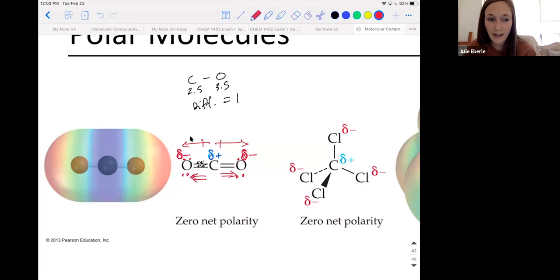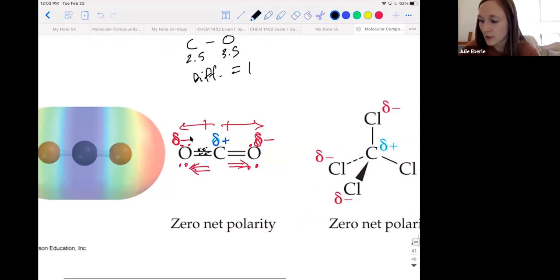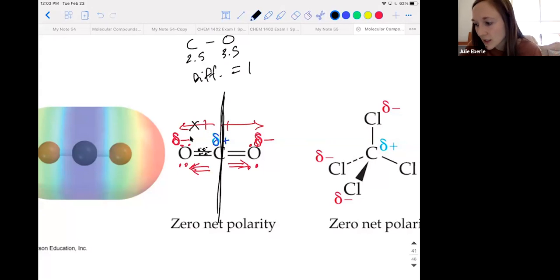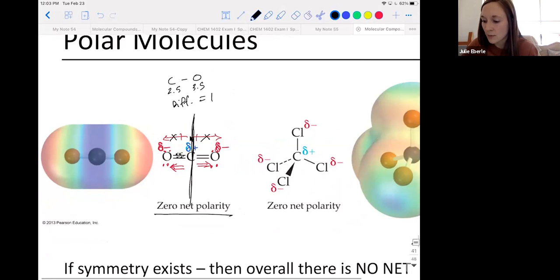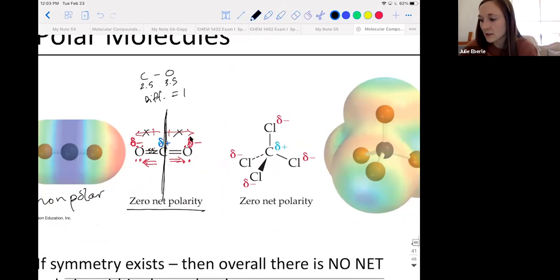So what do we do when that's the case? Well, now I'm going to take into account the fact that I have symmetry in my molecule. If I draw a line of symmetry right here down the middle, you see that both sides of the molecule are identical. And when you have two dipoles pointing in opposite directions, we say these cancel each other out. The dipoles cancel. And because of that, we have 0 net polarity. So this is a non-polar molecule overall.